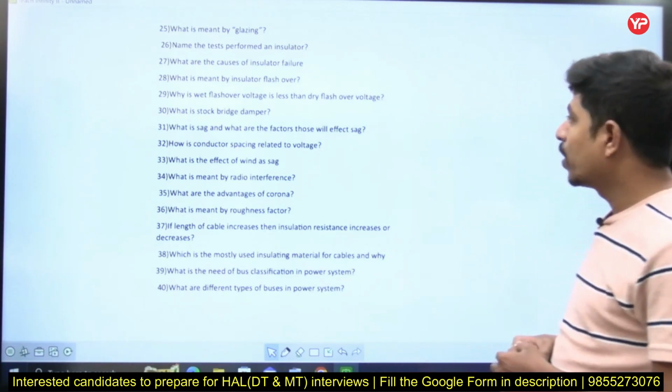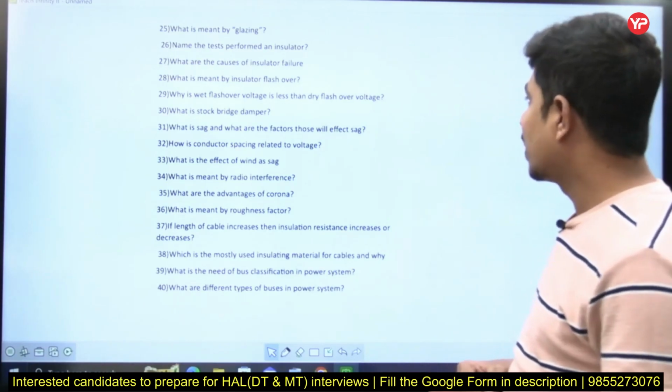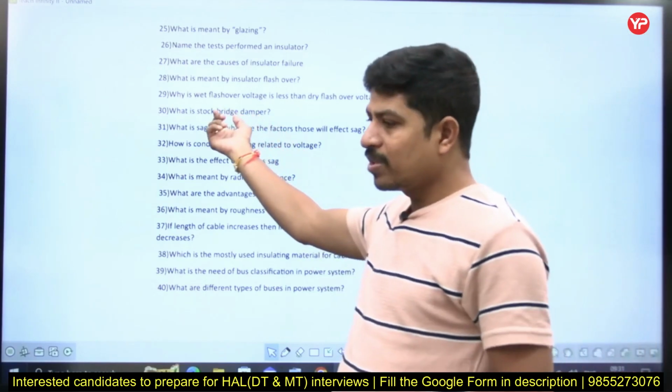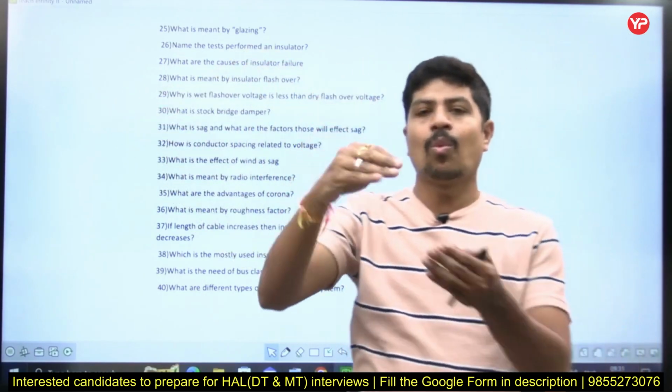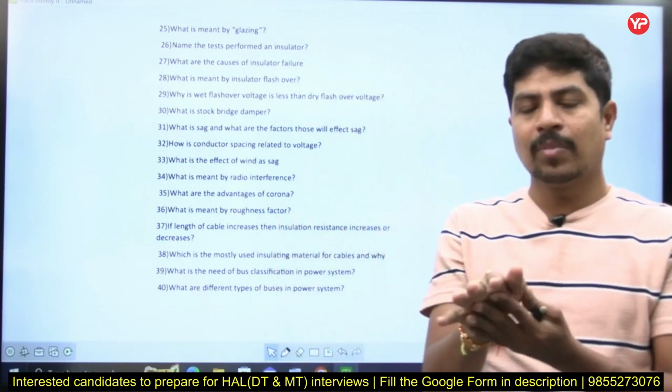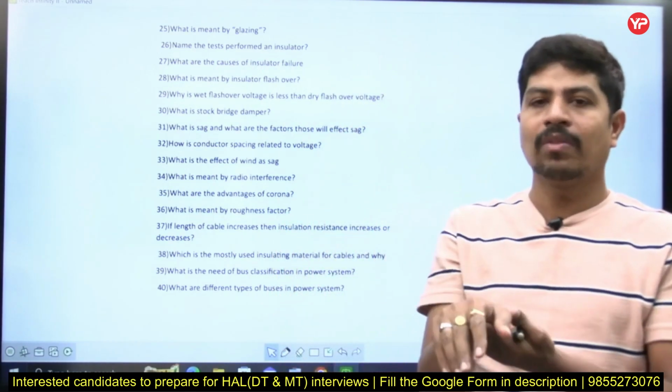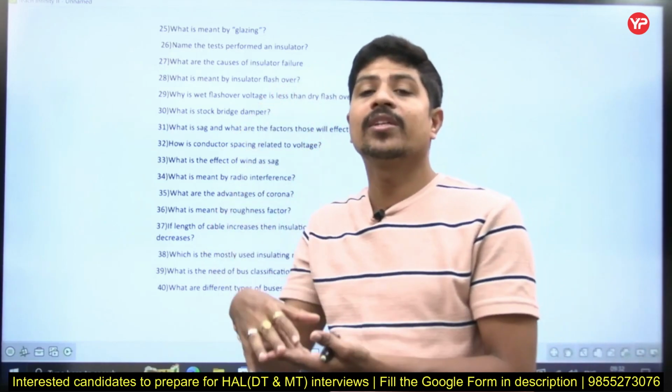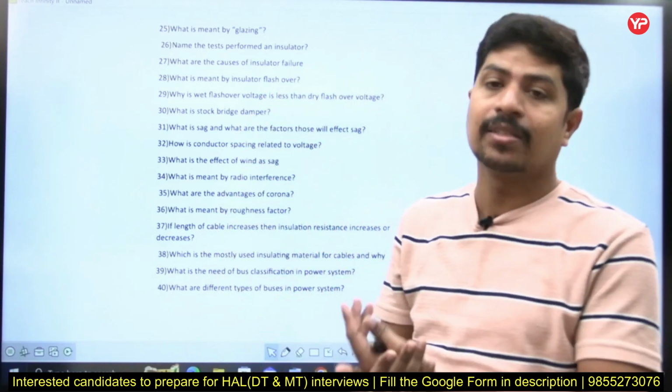What is wet flashover voltage? Why is wet flashover voltage less than dry flashover voltage? Wet means there are some water particles or some conducting liquid present on the insulator. Therefore, automatically the amount of voltage required for the flashover of the disc will decrease.